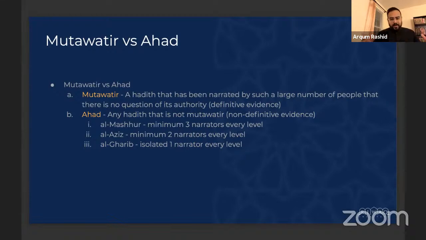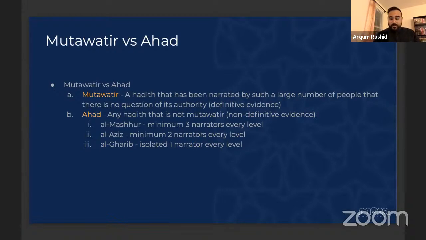And that number, about how many people it is, there are differences, right? So some people say it has to be 50. Some people say it has to be 20 people narrating it. Some people say it has to be 10 people. Like I said, the average lowest that you'll hear of is 10. That if it's under 10, it's not mutawatir. If it's 10 or above, it's mutawatir. So ahad hadith are those hadith that are not mutawatir. The definition is simple. It just reflects the opposite of mutawatir.